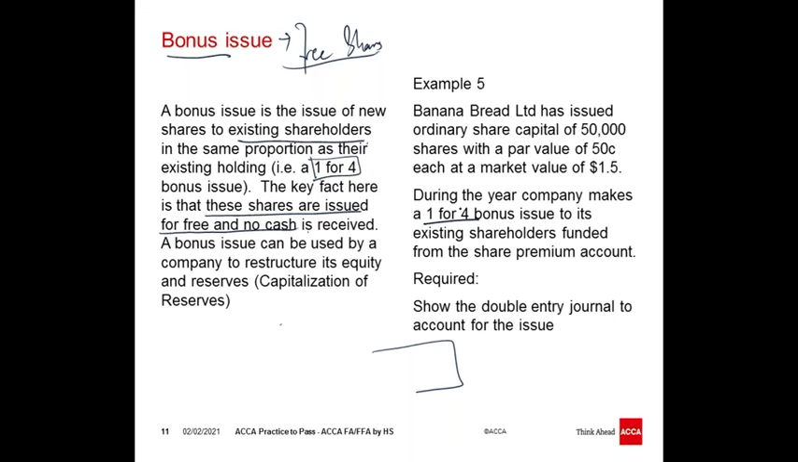Company is giving a bonus of 1 for 4. 1 upon 4 means 25% bonus shares the company is giving to its shareholders. So for 50,000 shares in total, the company is going to issue 12,500 bonus shares.